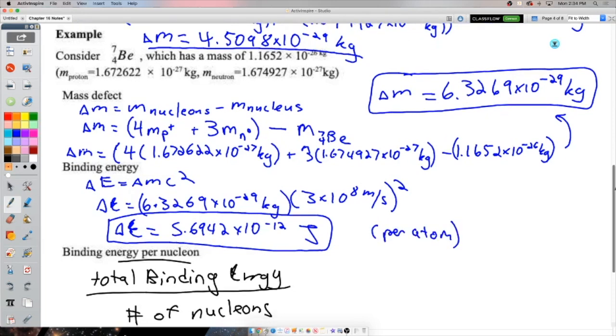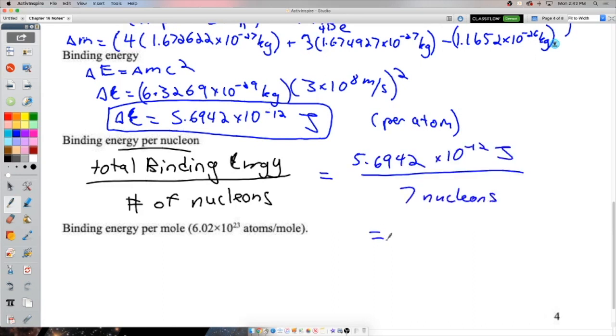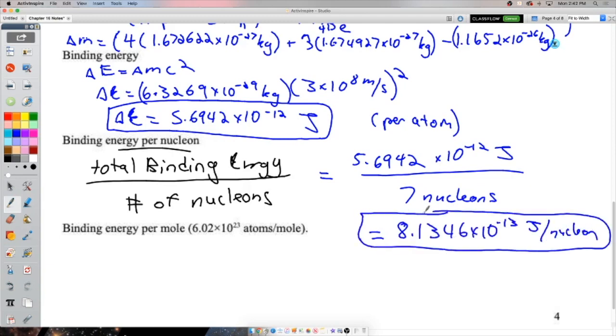And as we discussed in the theory video, how do we then get it per nucleon? Well, we just found the total binding energy for the whole atom. Take that and divide it by how many nucleons there are. So that's our total binding energy, and we had 7 nucleons. So per nucleon, that is how much binding energy is required.